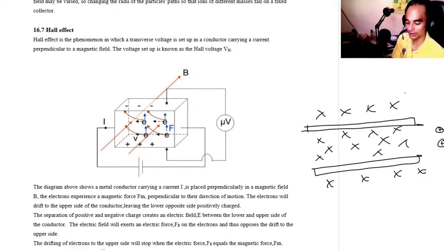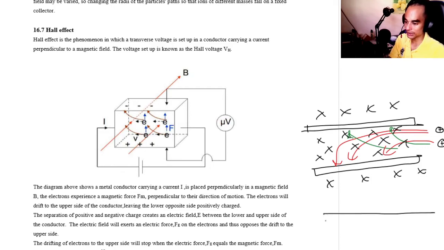The current goes here, and the magnetic force is pointing down. So the positive charge will be pointing downwards and stuck at the bottom, and the negative charge will be pointing upwards and stuck at the top. The positive charge will be stuck at the bottom because the magnetic field pushes them down, and the negative charge will be stuck at the top.